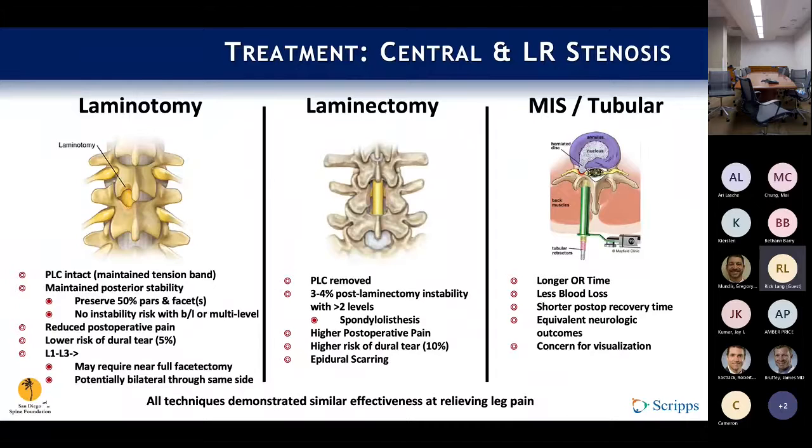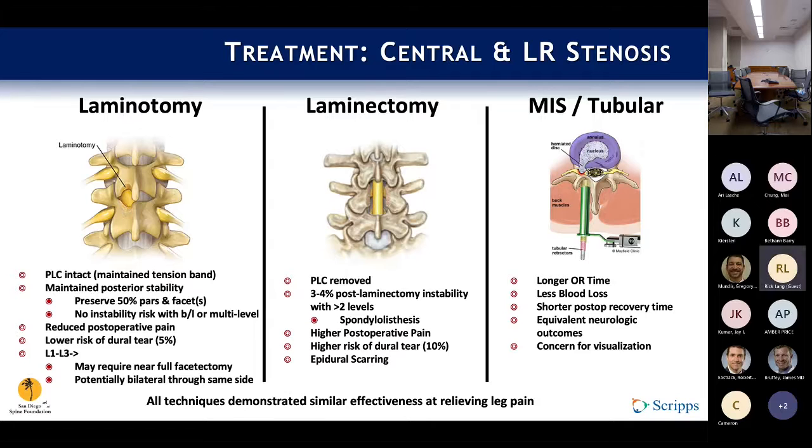For laminectomy, obviously, if we're going to remove our posterior ligamentous complex and our spinous processes, that is found with multiple-level laminectomies. You can get up to a 3 to 4% risk of post-laminectomy instability. Most patients that have that instability present as spondylolisthesis. There can be some higher postoperative pain and a higher risk of dural tear, up to 10% with laminectomy. And there's also a risk of epidural scarring.